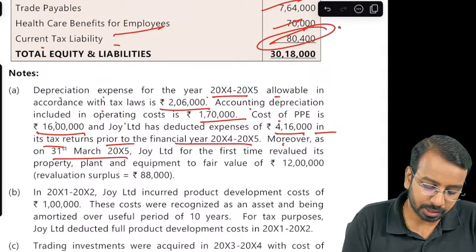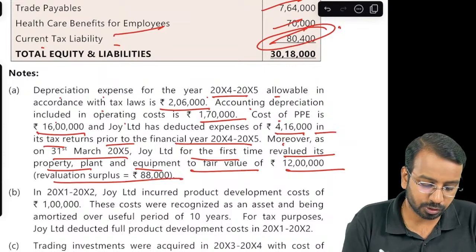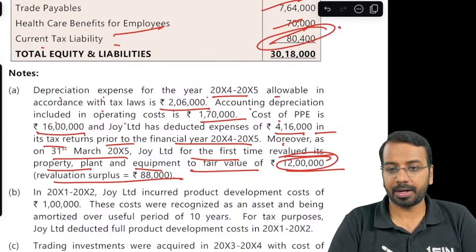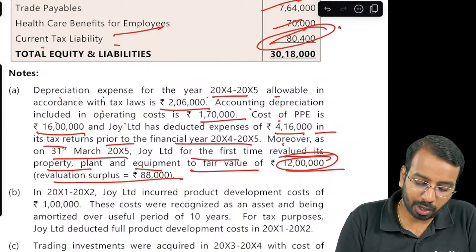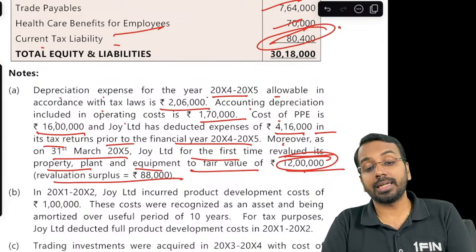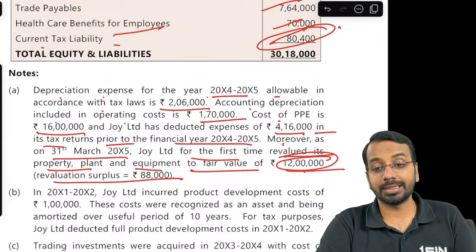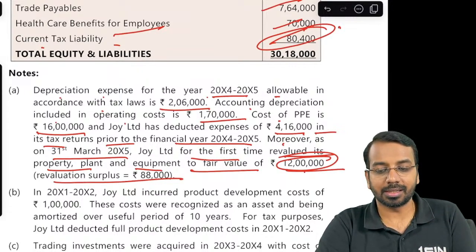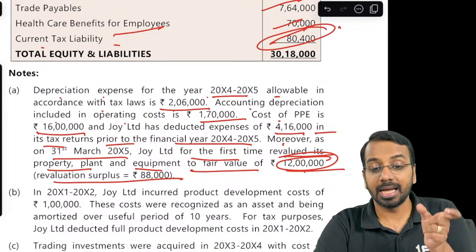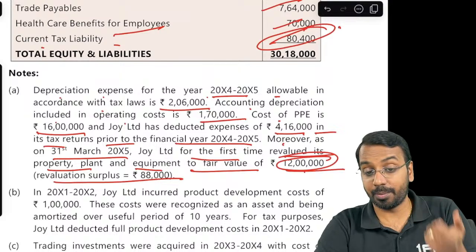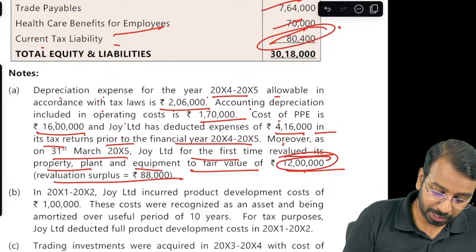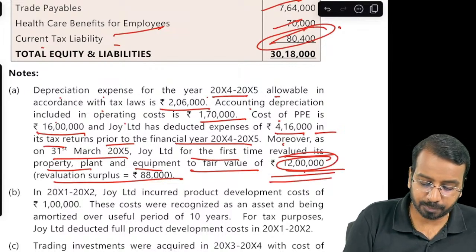Moreover, as on 31st March, for the first time revalued its property, plant and equipment to fair value of 12 lakhs. Revaluation surplus is 88 lakhs. Now here what has happened? Currently the carrying amount is 12 lakhs. Now out of this 12 lakhs, we have to see what is the tax base, then what is the temporary difference, and based on the temporary difference, we have to see whether it is a DTL or a DTA, and then see what is the value for tax purpose. Now, value as per books is how much? 12 lakhs. This is the carrying amount.